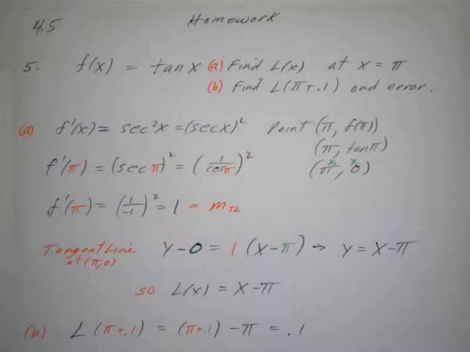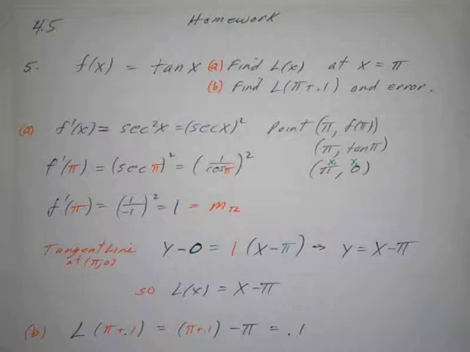Okay, these are some more problems from section 4.5. This is number 5, and we wanted to find a tangent line, where f of x was equal to the tangent of x. We wanted to find L of x, the linearization of f at x equals pi. Then we wanted to find the approximation for pi plus 0.1, and then we wanted to find the error.